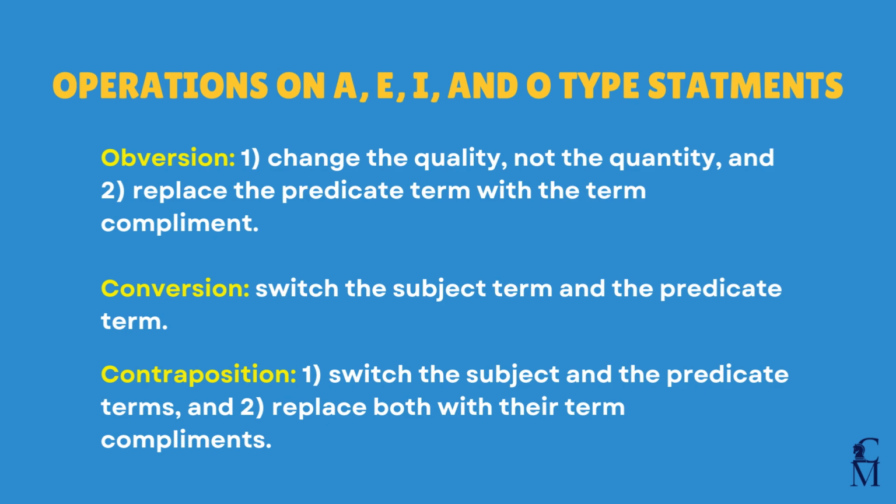The operation or rule for contraposition also has two steps. The first step is to switch the subject and predicate terms, like you would with conversion, but then you add the second step of replacing both the subject and predicate term with their term complement.